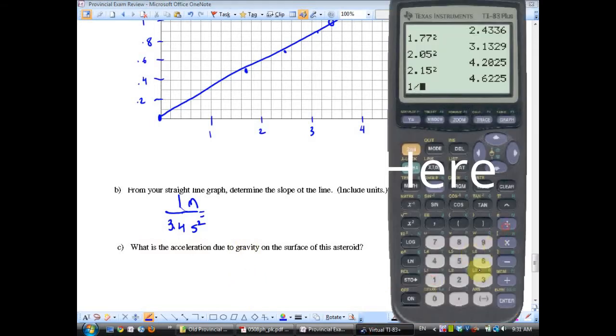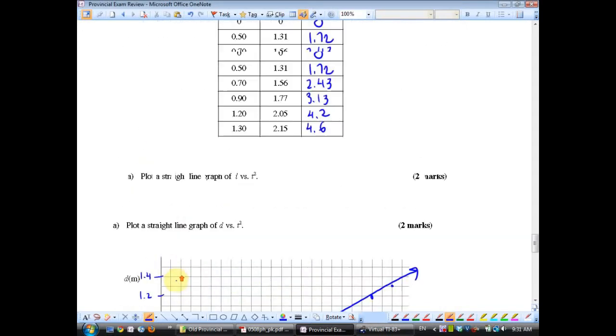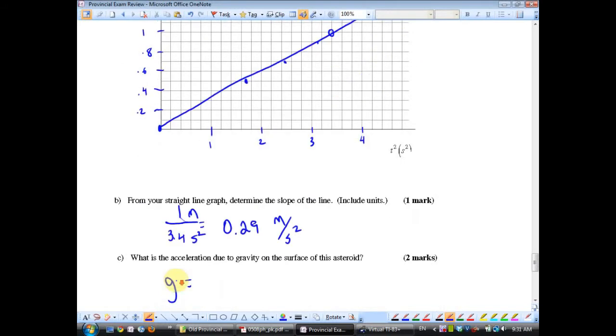1 divided by 3.4. I get 0.29 meters per second squared. What's the acceleration due to gravity on this very, very small asteroid? 0.29 meters per second squared. That's what I mean by giving you some kind of a graph to interpret. Okay?